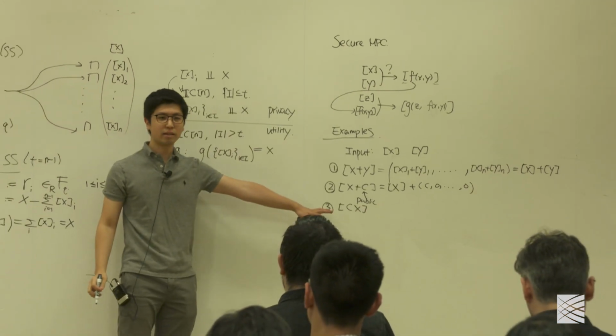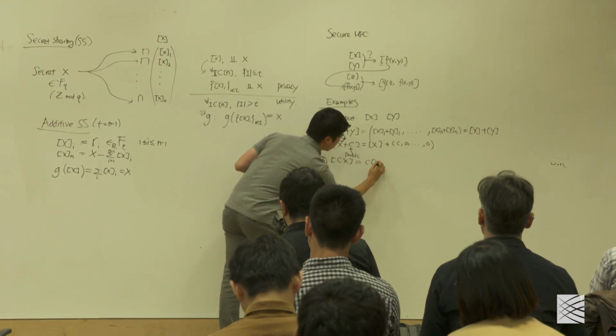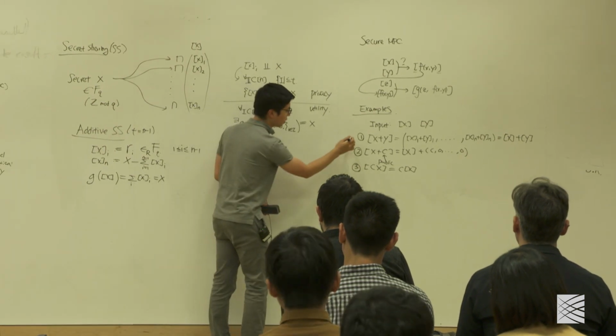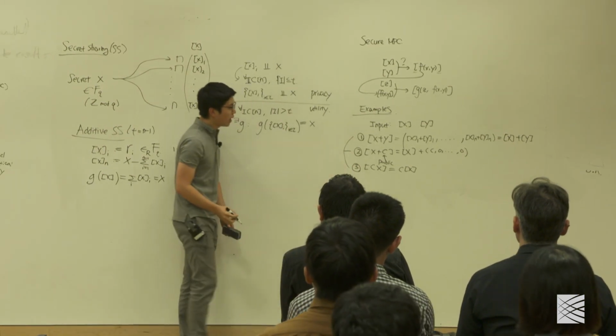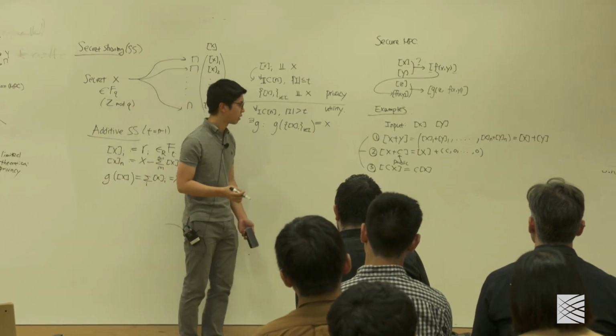Multiplying with a public constant, also simple. Everyone just multiplies their share with this public constant. OK, so given these three simple tools, now we can already say something useful. We can compute any affine function over a private input in a secure way by composing these things together.